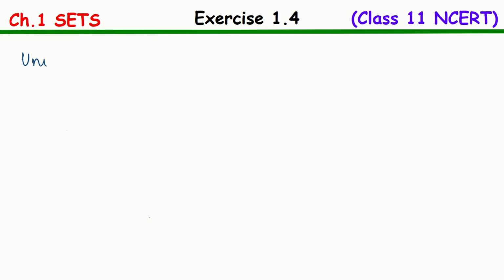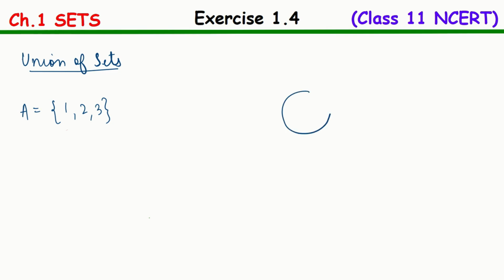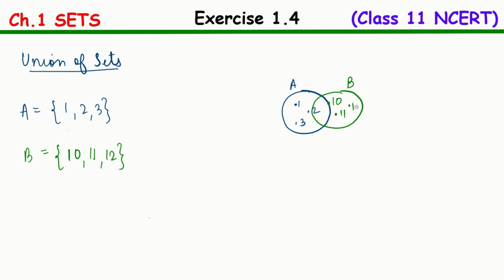Next up is union of sets. Suppose we have a set A which has elements 1, 2 and 3. It will be represented using a Venn diagram like this: this is set A, it contains 1, 2 and 3. Then we have another set B which contains elements like 10, 11, 12. So B will be something like this, and it contains 10, 11 and 12.